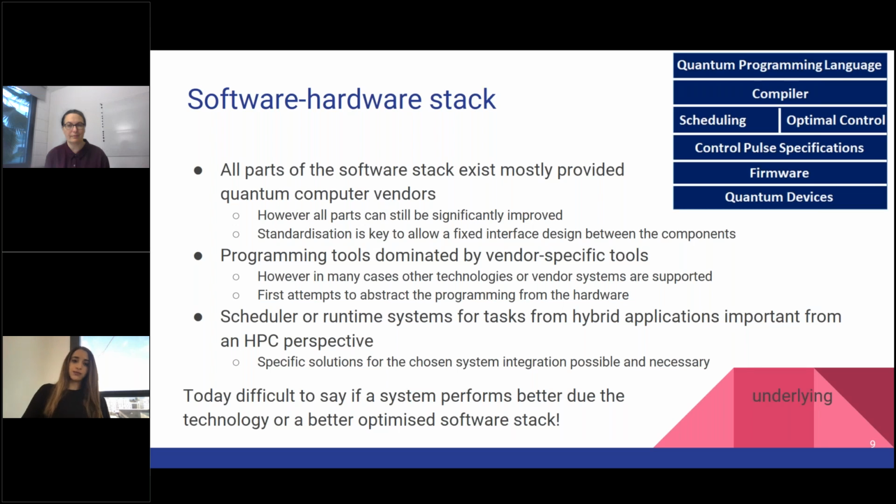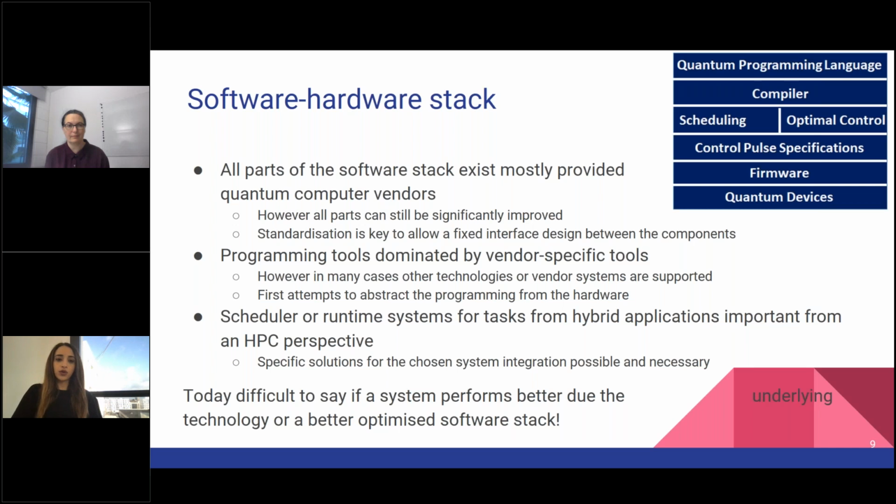We strongly believe that standardization can be key in order to allow a fixed interface design between the different software components. Today, it makes sense that each hardware vendor is developing its own software stack, but with time and the development of the technology, we will be facing more challenges, especially when we go for larger quantum systems. For example, how to map a quantum algorithm efficiently on the device. This will be an optimization problem in itself. So we need to figure out how to do it efficiently.